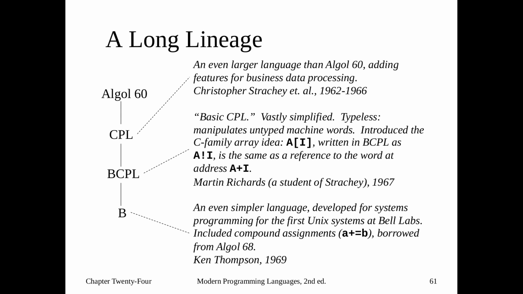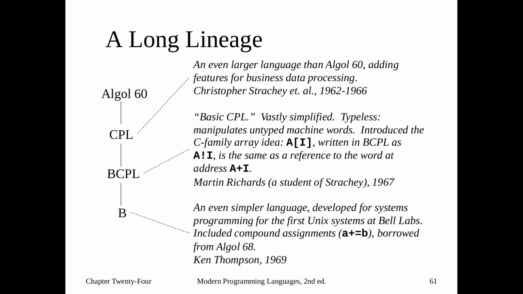And then this gets us to B, right? B was an even simpler language, designed for systems programming for the first Unix system. Now, I would hope that everyone who's taken C would know all this right now. If you don't, awesome, because now I'm teaching it to you. Otherwise, the most important thing is B, right? B is what led to C, and we'll see that in a second here.